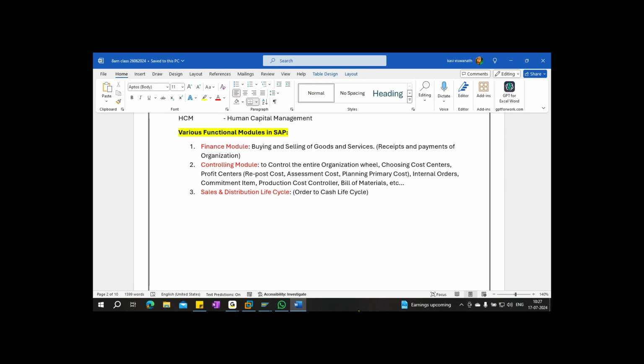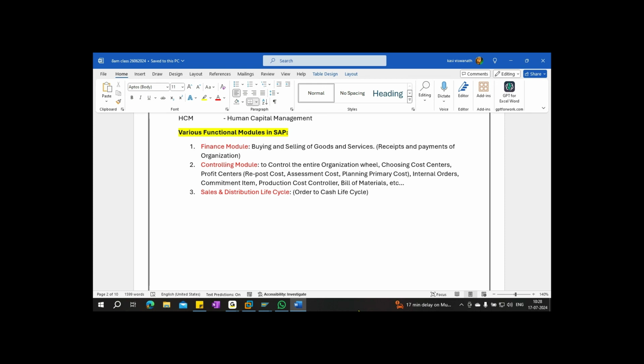Here, underline receipts and payments. What are the receipts? Companies sell the product, we receive the amount from the customer. Payments: the company purchases a product, we pay the amount to the vendor. Indirectly, this says two different life cycles are integrated to finance. What are the two different life cycles we will discuss?